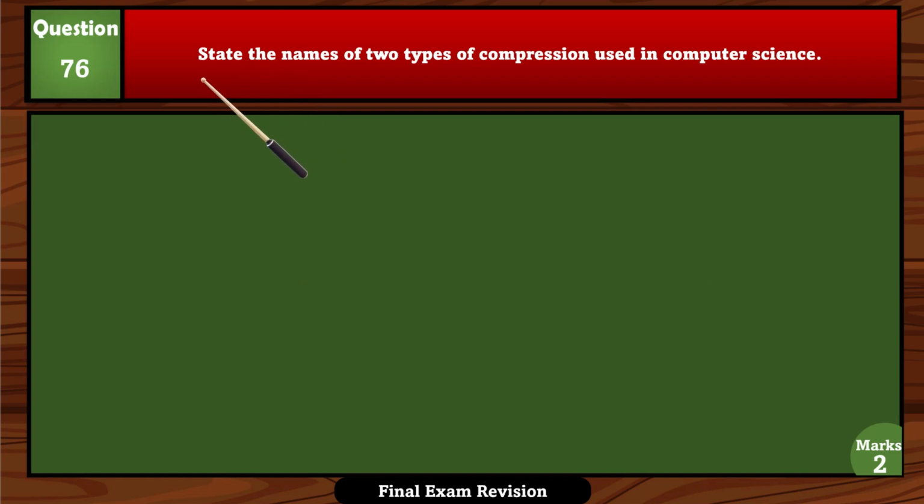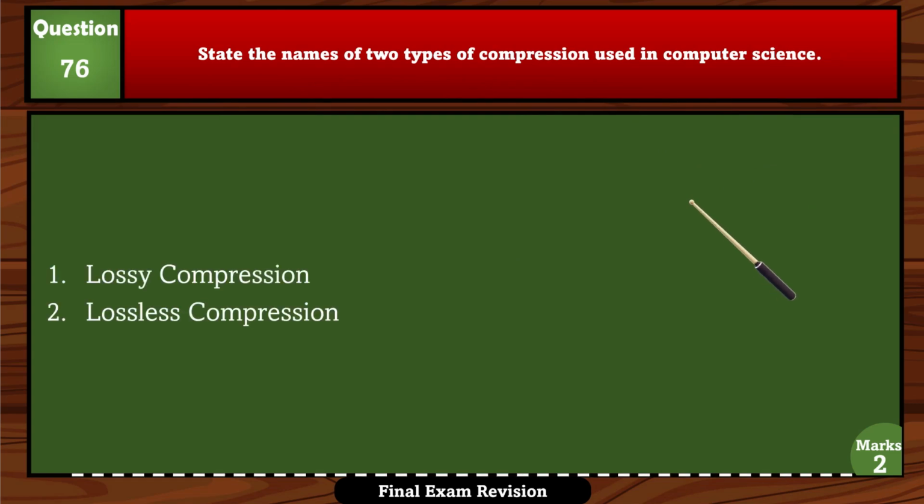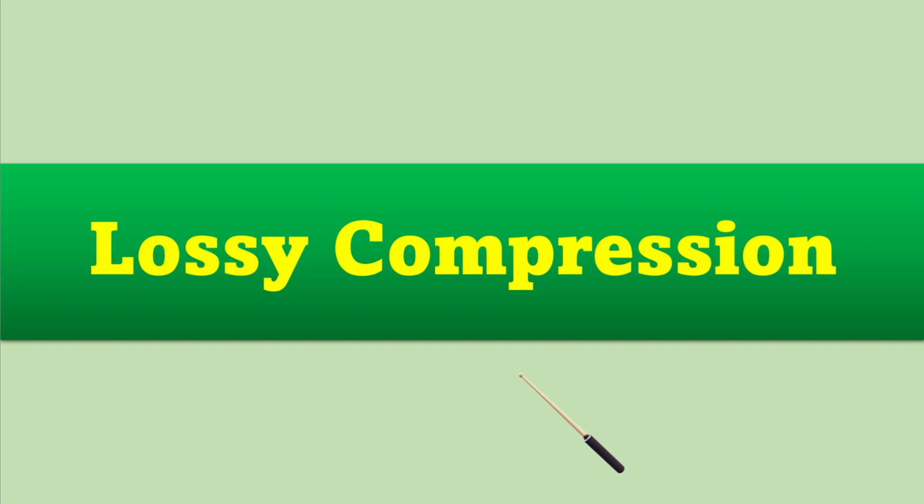Question 76. State the names of two types of compression used in computer science. So we have two types. Number one is called lossy compression and number two is called lossless compression. Okay, so now let's see some questions related to lossy compression.